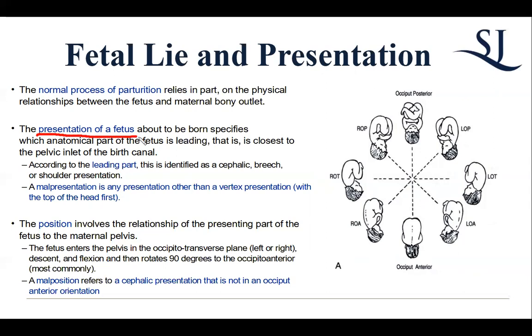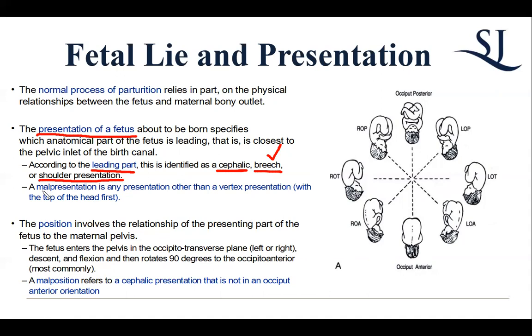Now, we already kind of jumped the gun and spoke about presentation a little bit, but the presentation is the leading part, okay? So cephalic, breech, meaning that this doesn't necessarily mean that it's the feet, right? A breech presentation can also be, say, if the face is presenting, sometimes that can happen instead of the skull. So breech is just anything that's not cephalic. And then odd things can happen like shoulders or the hand can prolapse.